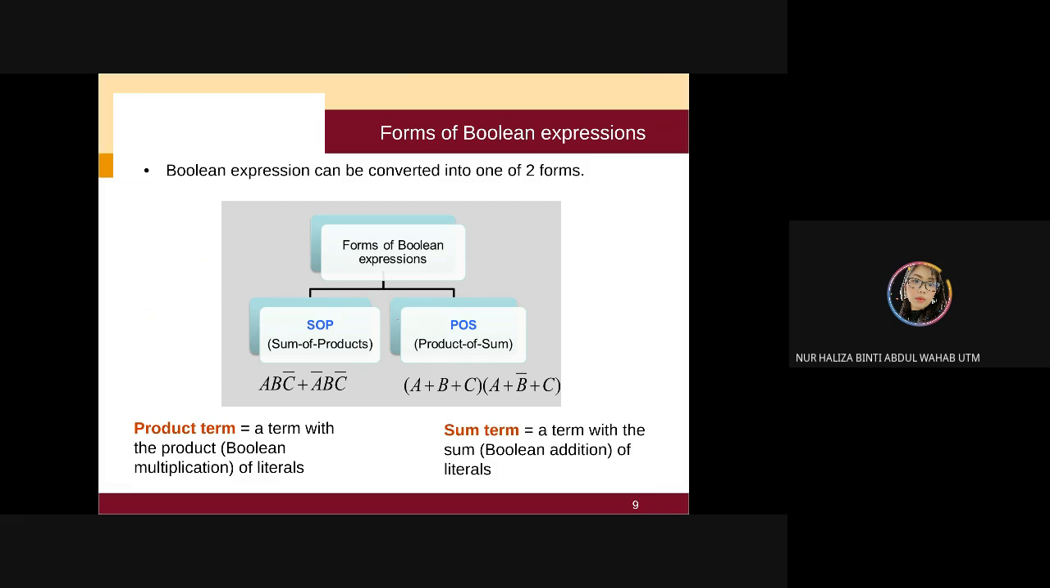After this, you're going to also learn how to convert. If you are given SOP, sometimes there is a question asking you, please convert it to POS representation. If you are given POS, please convert it to SOP expression. So that's why you need to understand how the Boolean expression looks like for both.